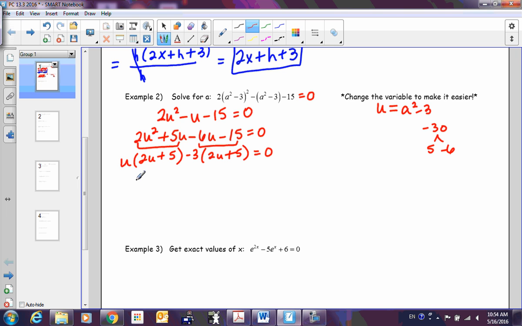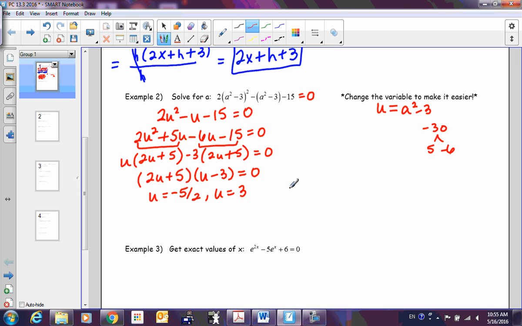And so one of your factors is this 2u plus 5, and one of your factors is what you factored out. This is why it's called factor by grouping. We're going to actually solve for u here. So if 2u plus 5 equals 0, then u must equal negative 5 halves. You just subtract the 5 and divide by the 2.